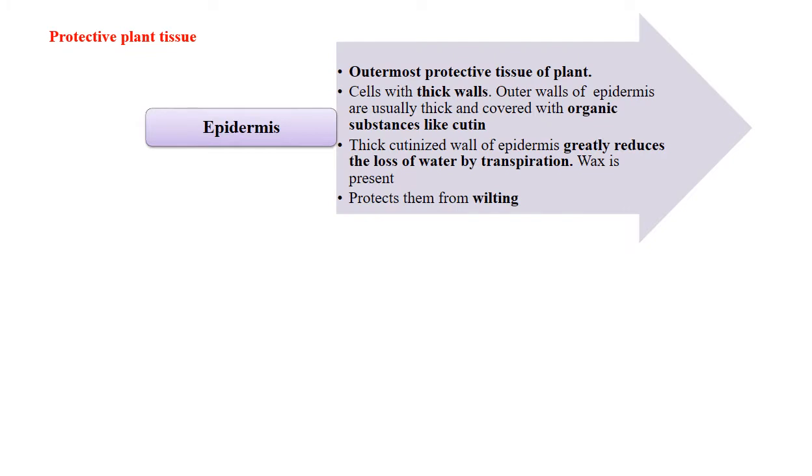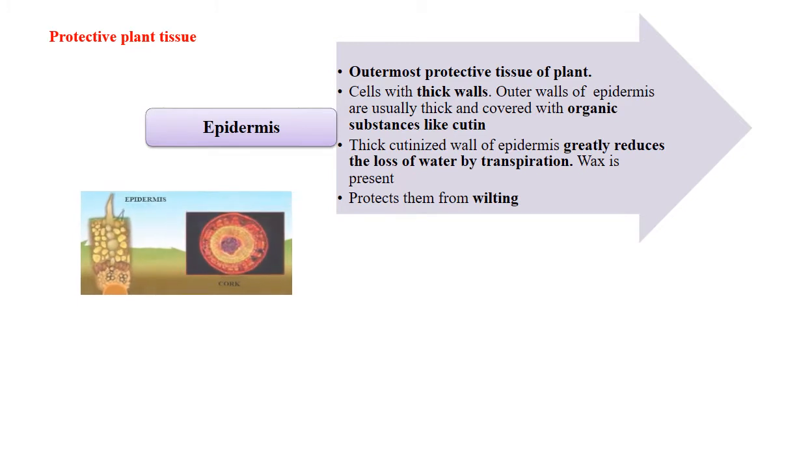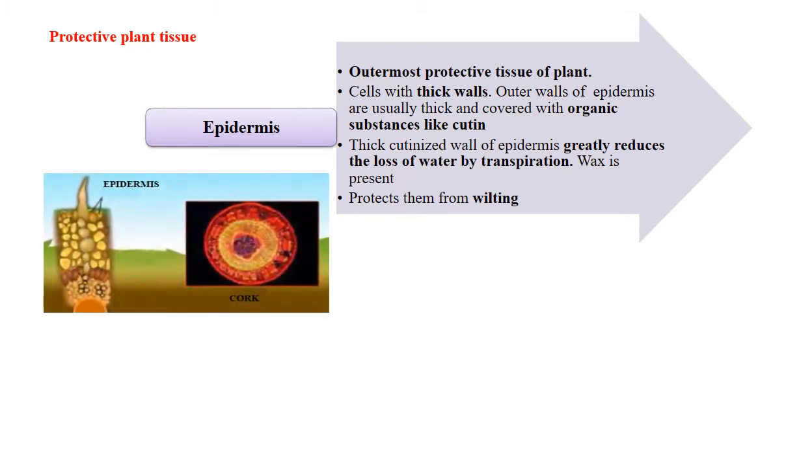Protective plant tissue. Epidermis. Epidermis is the outermost protective tissue of the plant. It consists of cells with thick walls. The outer walls of epidermis are usually thick and covered with organic substances like cutin. The thick cutinized wall of epidermis greatly reduces the loss of water by transpiration. Wax is also present on the upper surface of floating leaves. It protects them from wilting.